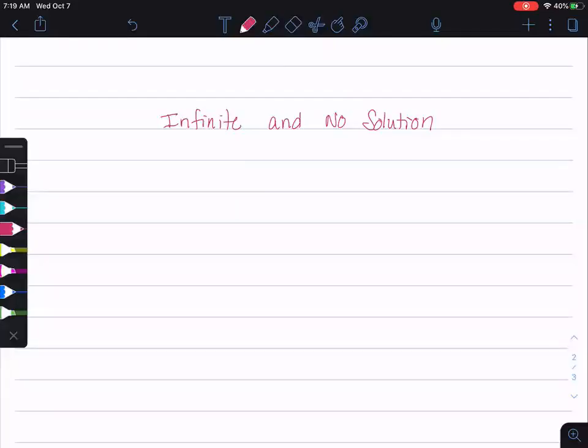So let's take a look at what infinite and no solution type problems would look like. So here's our problem that we're going to work with today. This is 3x minus 13 equals 7 times x plus 2 minus 4 times x minus 7.